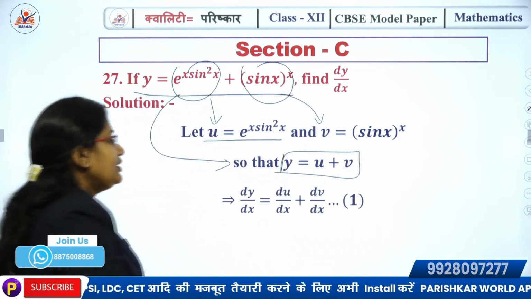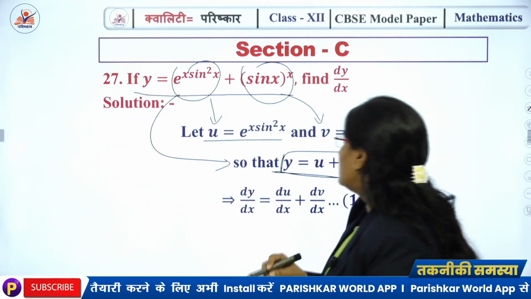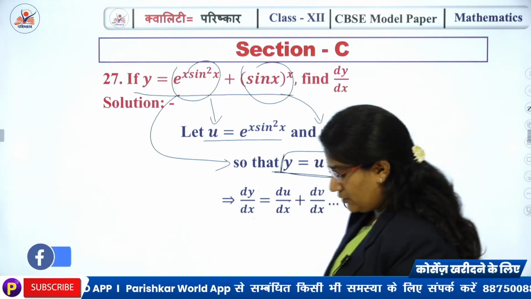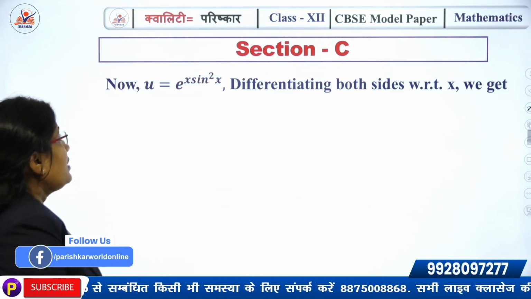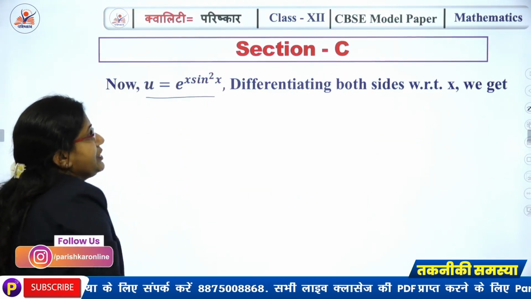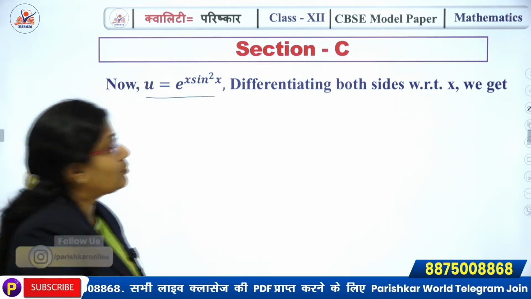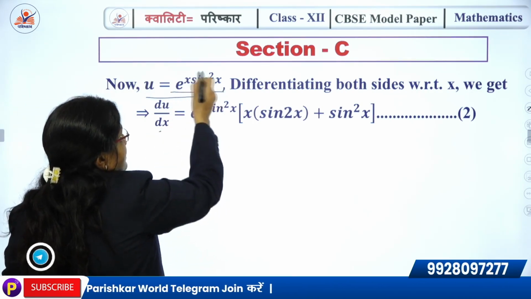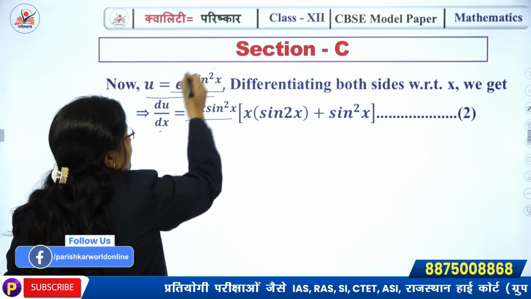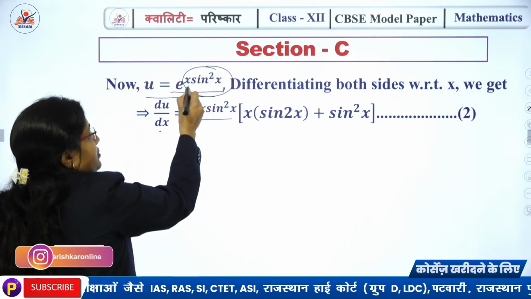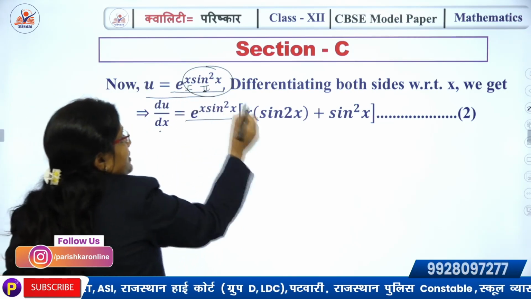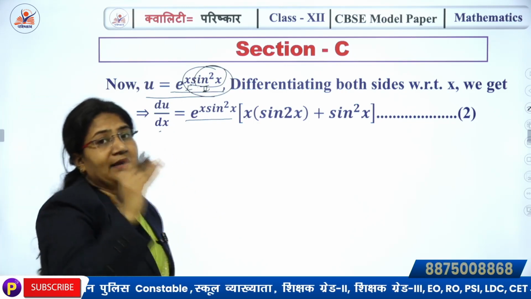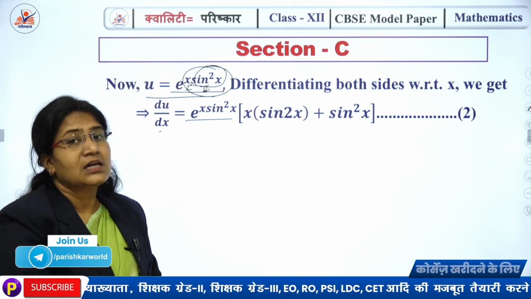Again, if we differentiate this equation with respect to x, dy by dx is equal to du by dx plus dv by dx. Put this as equation number 1. Now, given that u is equal to e raised to the power x sin square x, differentiating both sides with respect to x, we get du over dx is equal to e raised to the power x sin square x as it is. Now the differentiation of x sin square x: we'll use the product rule. First function x as it is, and the differentiation of sin square x is 2 sin x times the differentiation of sin x, which is cos x.